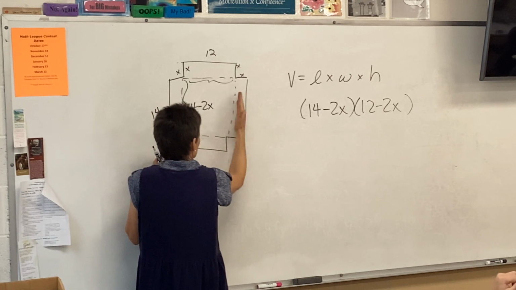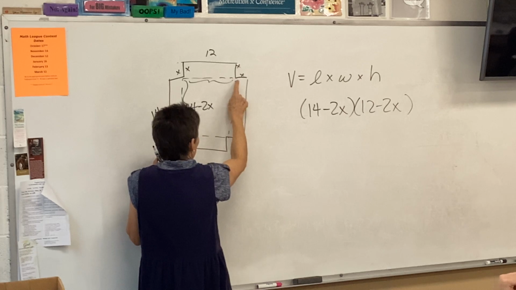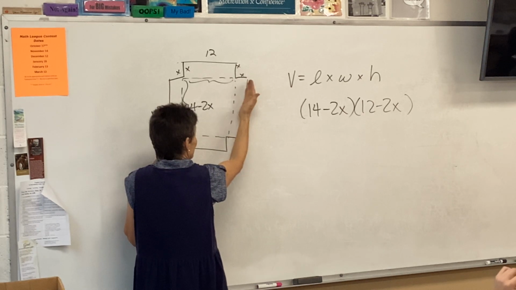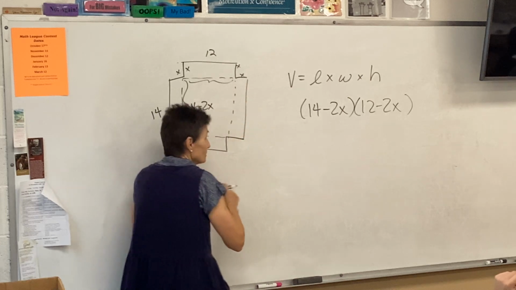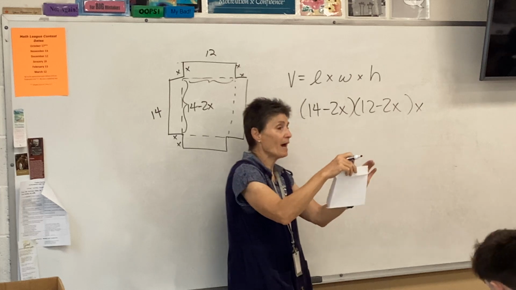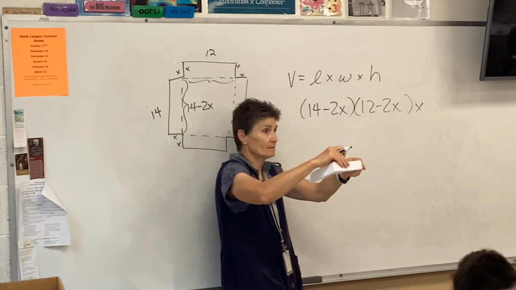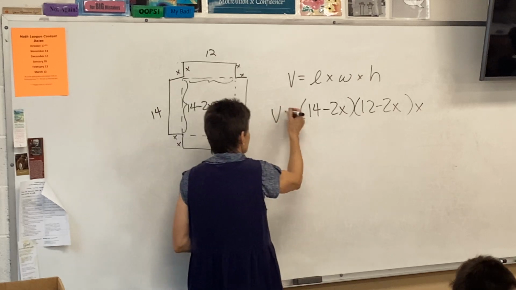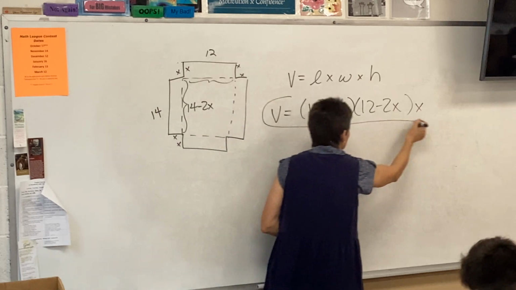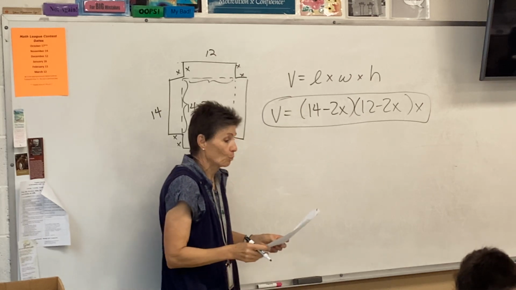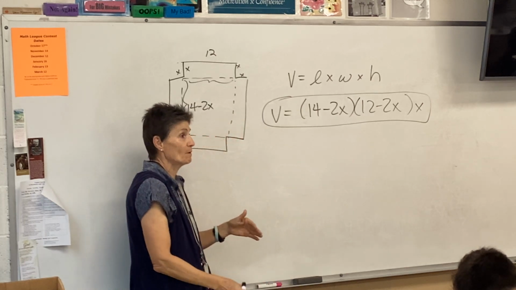So think about folding this flap up. What's the height of that box? How tall is that box? Isn't it just x? That's the height, because the corner you ripped out becomes the height, doesn't it, when you fold it up. So here is the equation for the volume of your box. Part A says, write an equation for the volume of the box. Done.